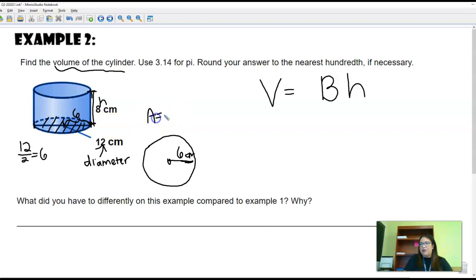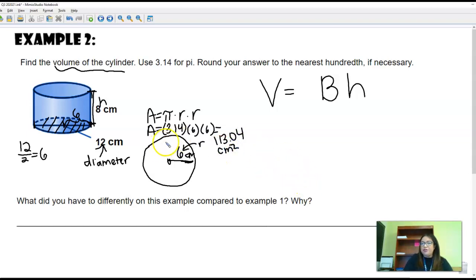So I need to find the area of this circle. So area equals pi times r times r. Now thankfully I had a good eye and I knew I had to chop that 12 in half, and so my radius is actually 6. So area is equal to 3.14 times 6 times 6. Let's type it into our calculator. And we get 113.04, and these are centimeters squared.